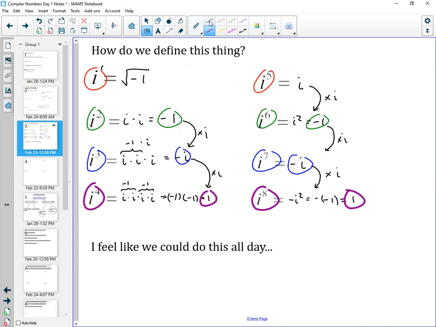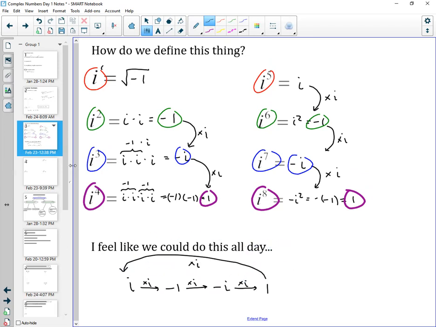It basically goes like this: i, and then negative 1, and then negative i, then 1, and then it repeats. You keep multiplying by i each time. This goes in circles forever and ever and ever. We do this all day, right?